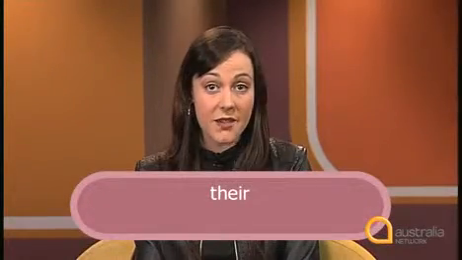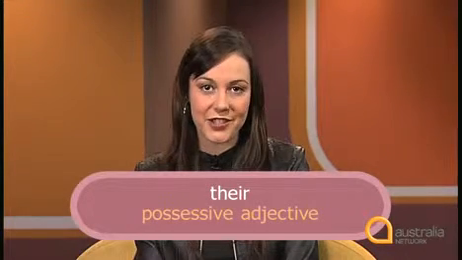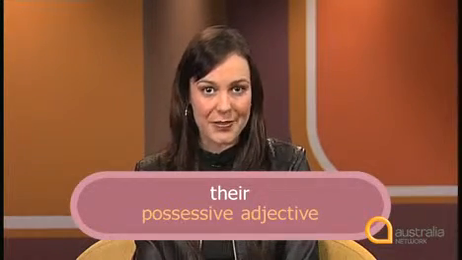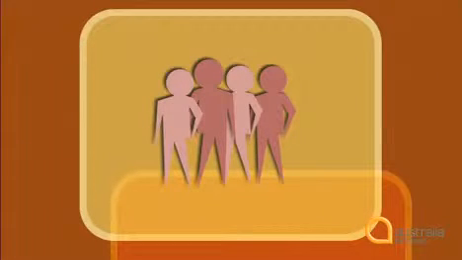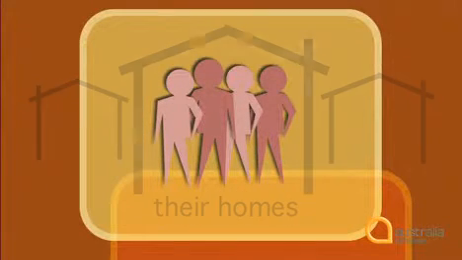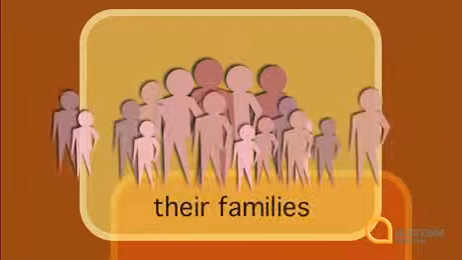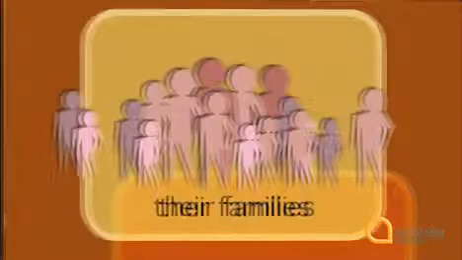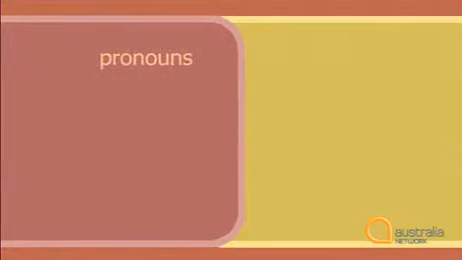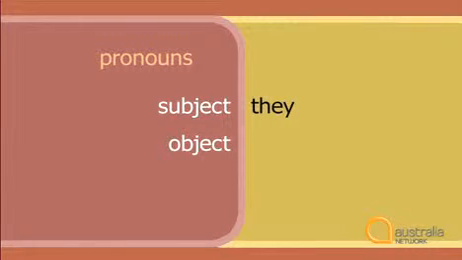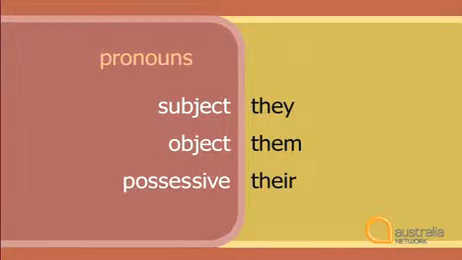Here, their functions as a possessive adjective. It describes ownership. Their is used to talk about things that belong to the eye patients. The patients' homes, their homes. The patients' friends, their friends. The patients' families, their families. So there are three forms pronouns take. The subject form, like they, the object form, them, and the possessive form, their.